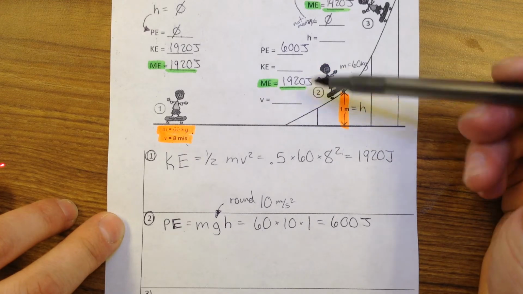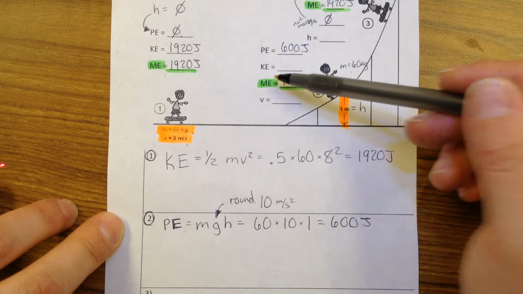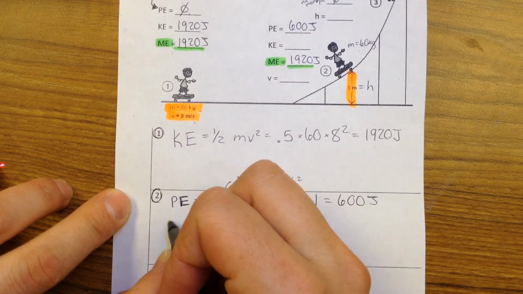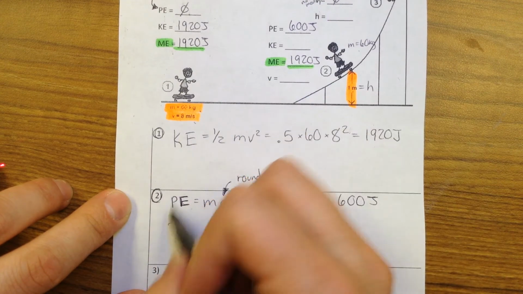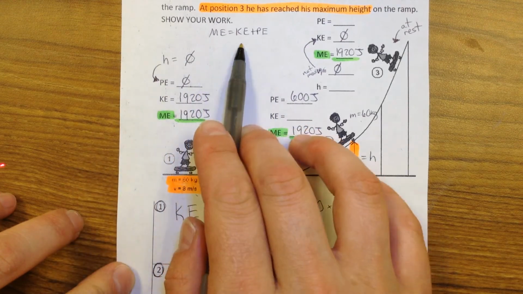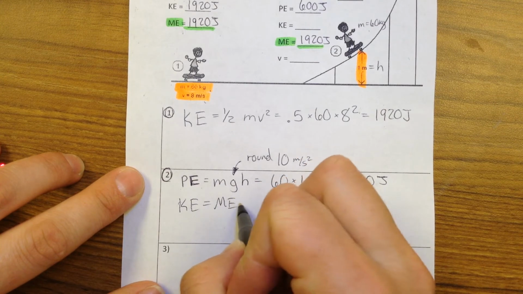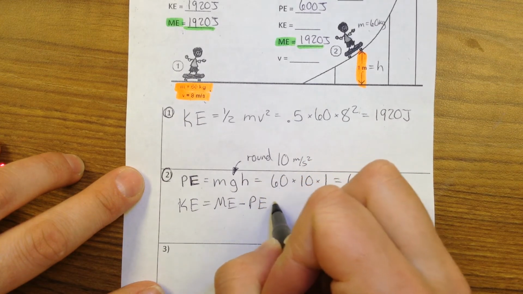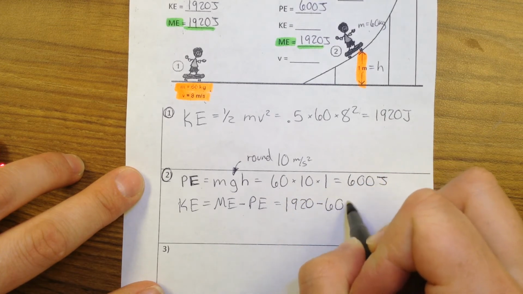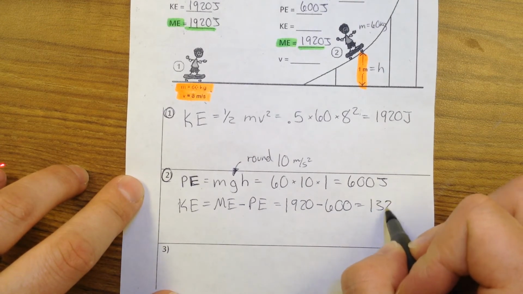Now we have two pieces of information at position 2, potential energy and kinetic energy. With that information, what more can I solve for? Well, the mechanical energy is equal to the kinetic energy plus the potential energy. Rearrange that to solve for kinetic energy. My kinetic energy is going to be equal to my mechanical energy minus the potential energy. Mechanical energy of 1920 minus the potential of 600 gives us a kinetic of 1,320 joules.